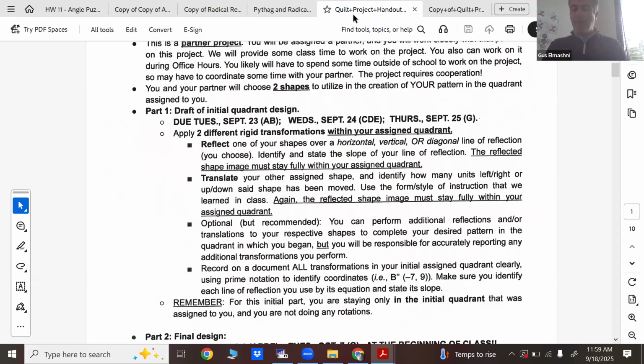So use prime notation like A prime, B prime, or double prime, triple prime, quadruple prime, and so forth. And make sure you identify whatever reflections you did and the slope of that reflection. As Mr. Davis said, vertical has a slope of undefined, horizontal a slope of 0. If you do slanted, it could be slope 1 or -1. So that's your initial quadrant.